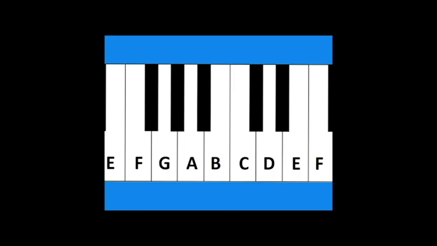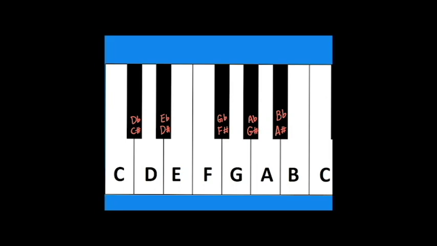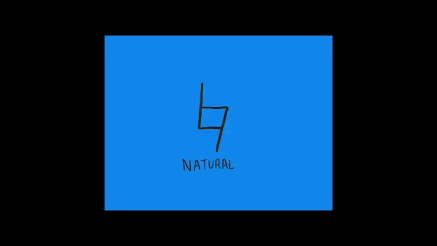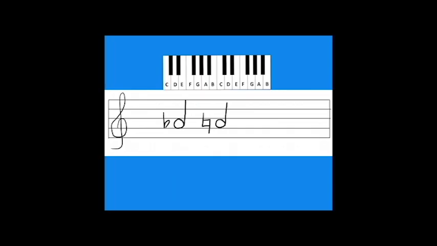You may have noticed that we just gave this same black key 2 different names, one that used a sharp and one that used a flat. Every black key is actually going to have 2 different names. One name is going to use a sharp and one name is going to use a flat. Ta-da! This is a natural sign. A natural undoes a sharp or a flat. So if you saw this in your music, the first note would be played A flat, but then the second note would be played regular old A, or A natural.